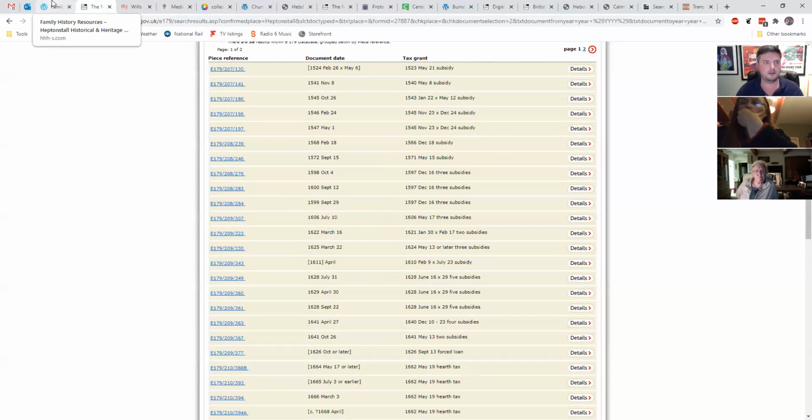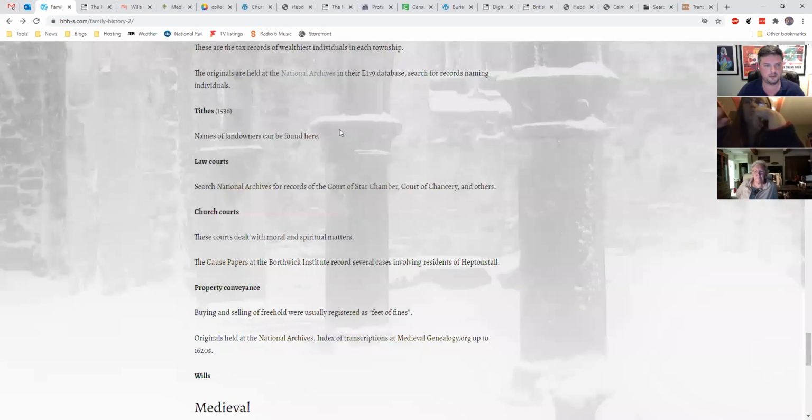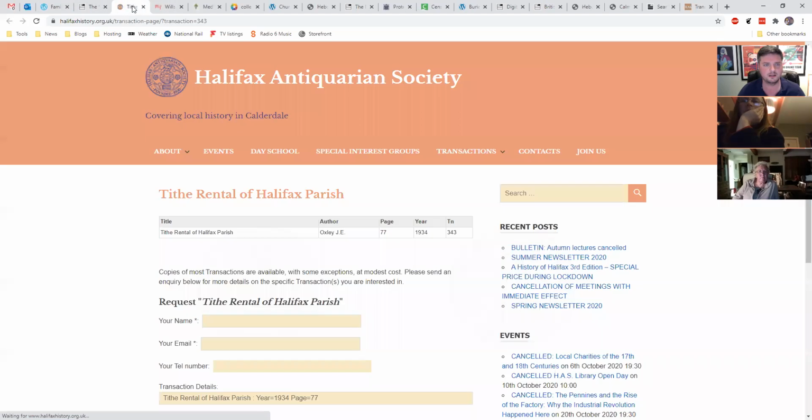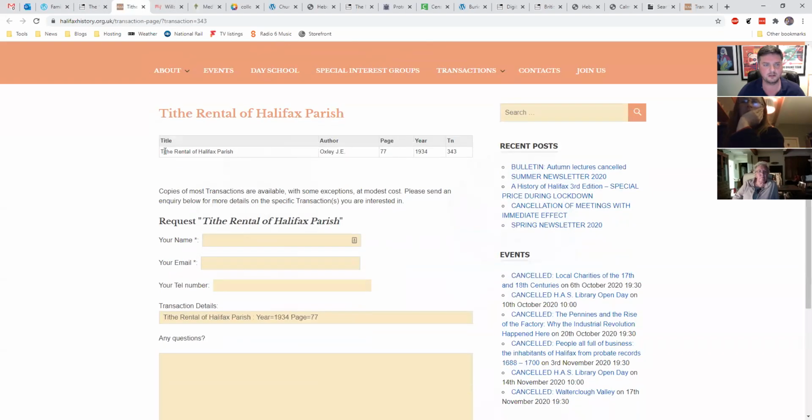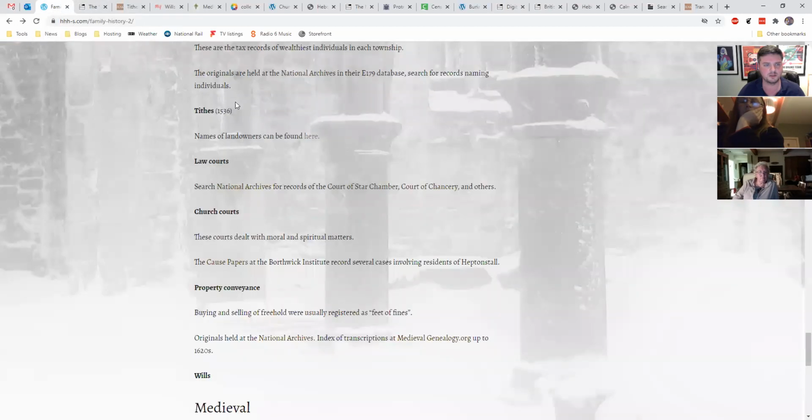Right, and then tithes. There were some tithes collected in 1536, probably worth checking out in the Halifax Antiquarian Society tithe rental article. That's quite an interesting backstory to that, which I don't have time to go into.